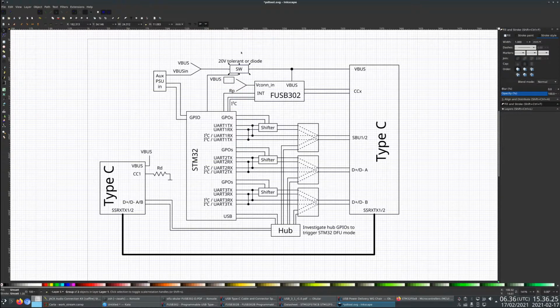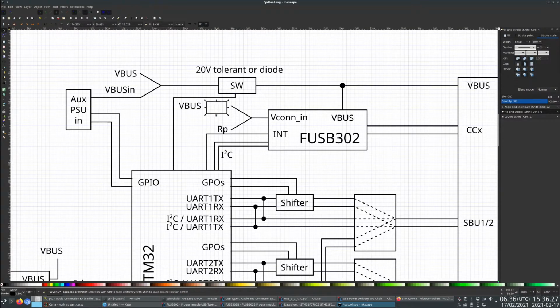Hold on. Let me see how I can route this. A little bit tight on space here. I'm going to redraw this a little bit.